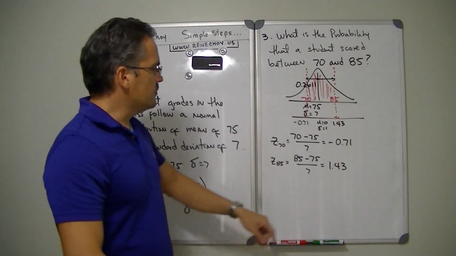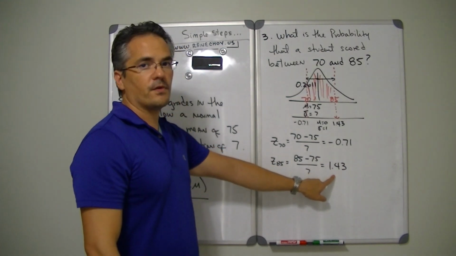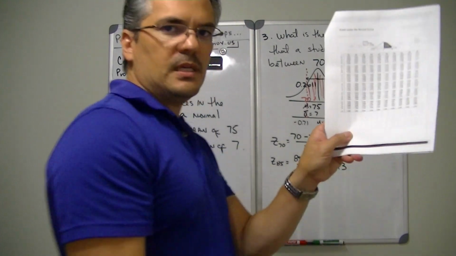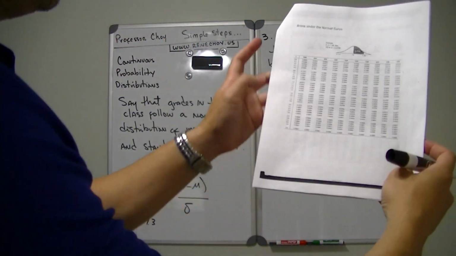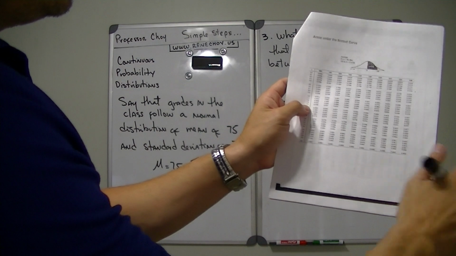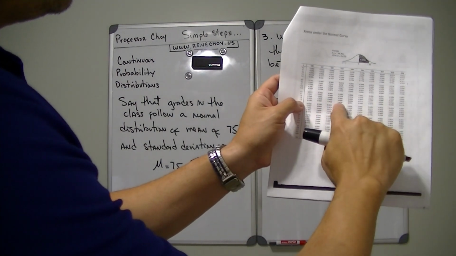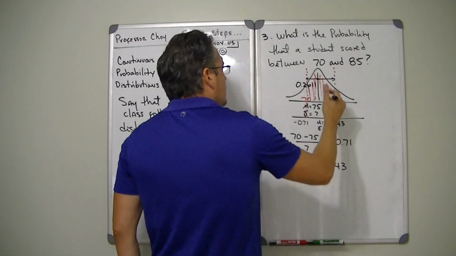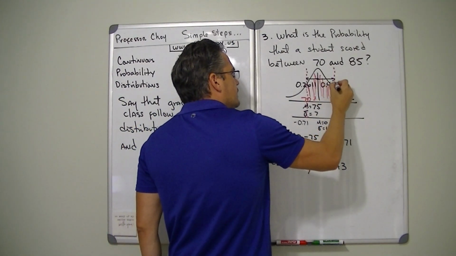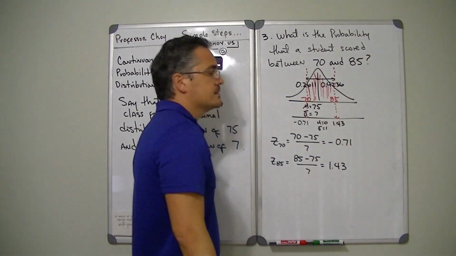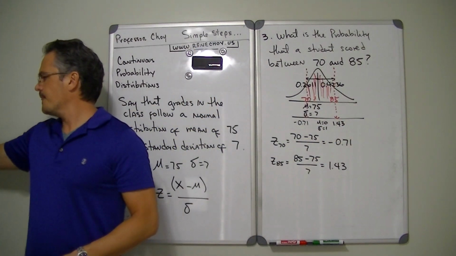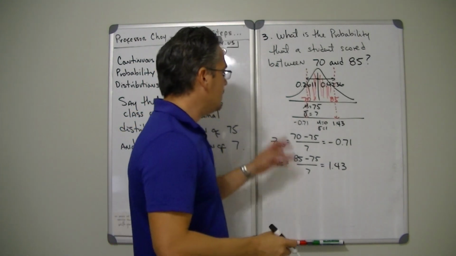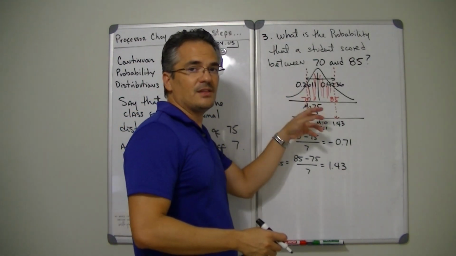Now in order to find the probability for z 1.43, I got to go to 1.4, slide to the right on 3 in the z table. So I'm going to go to 1.4 and then slide to the right to 3, and the answer is 0.4236.